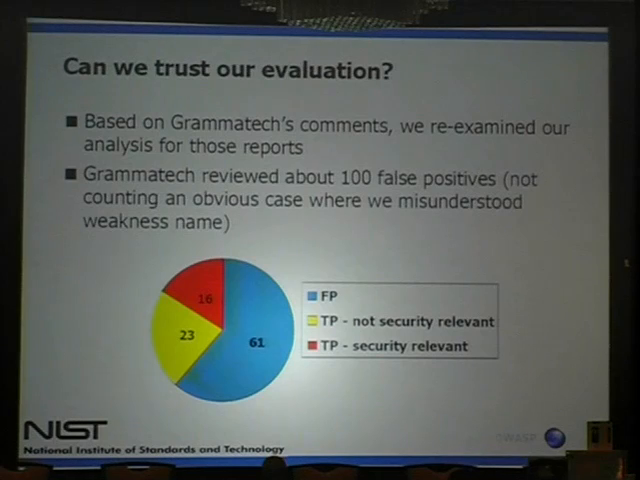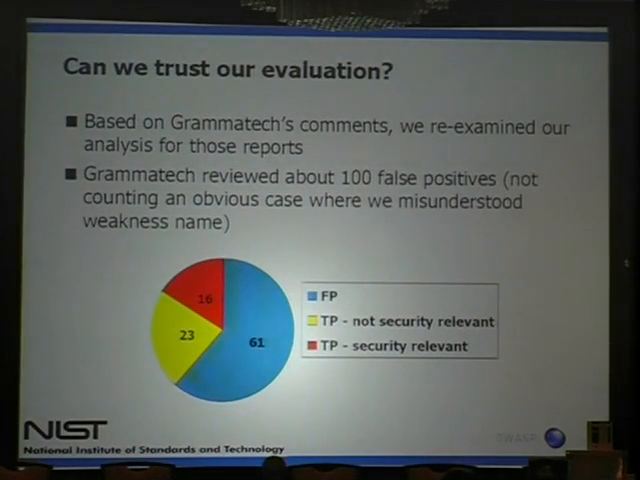They challenged our assessment, and so this pie chart, in our original assessment, all of them were false positives. After the re-evaluation, a bit less than 2/3 were still false positives, and the others turned out to be true positives, but some of them were true positive but not security relevant. The yellow part is not such a big concern, but of course the red part, the 16, were true positives and security relevant. So this is a real problem in our analysis.